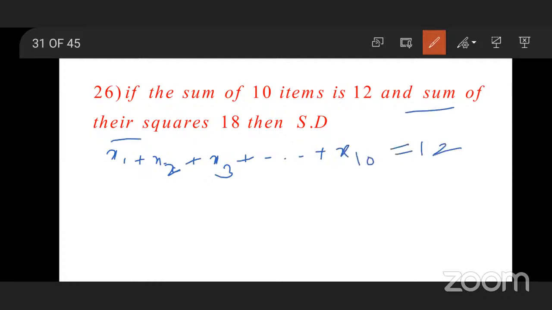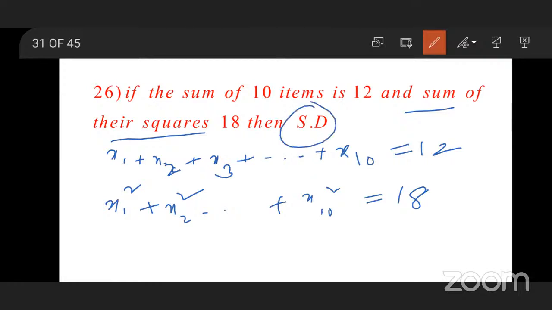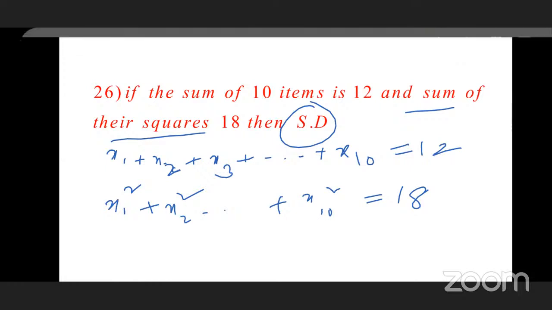The sum of their squares. Sum of squares means here x1 square plus x2 square plus so on, x10 square is equal to 18. And what are you asked? Asked the standard deviation. How to use the formula: 18 by 10 minus 144 by 100, 1.44. We get 9 by 25. Root of 9 by 25 is equal to 3 by 5. This is correct. The way of procedure is this.